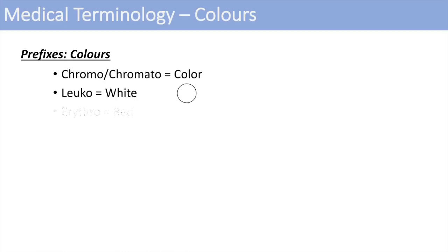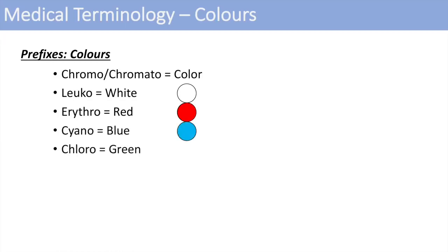The next group of prefixes I want to talk to you guys about is colors. The prefix for color is actually chromo or chromato. Leuco, that means white. Next one is erythro, means red. Cyano is blue. Chloro, green.